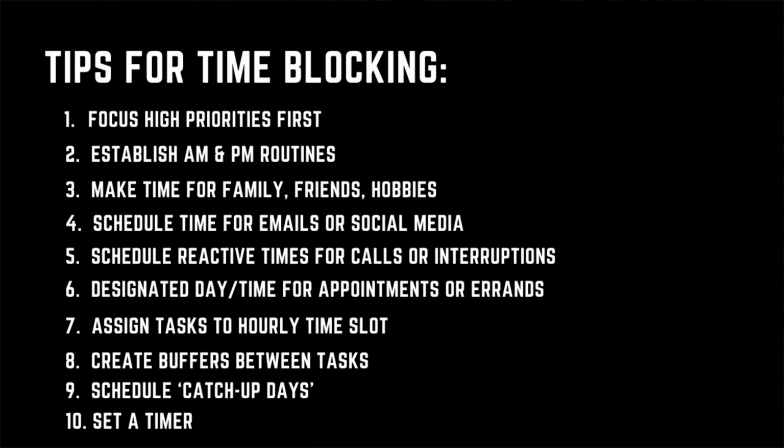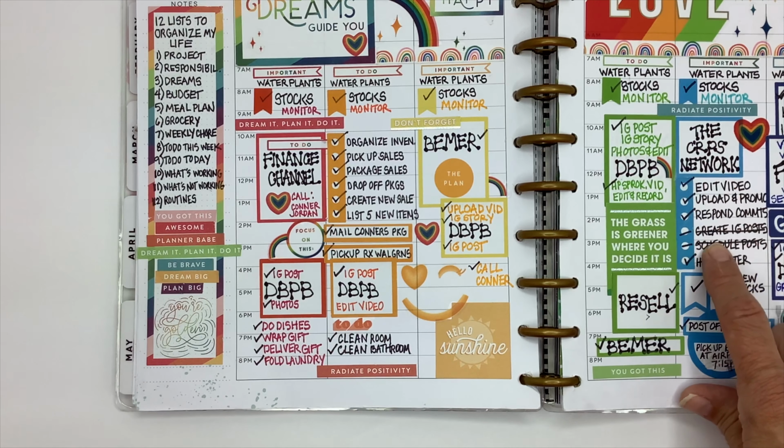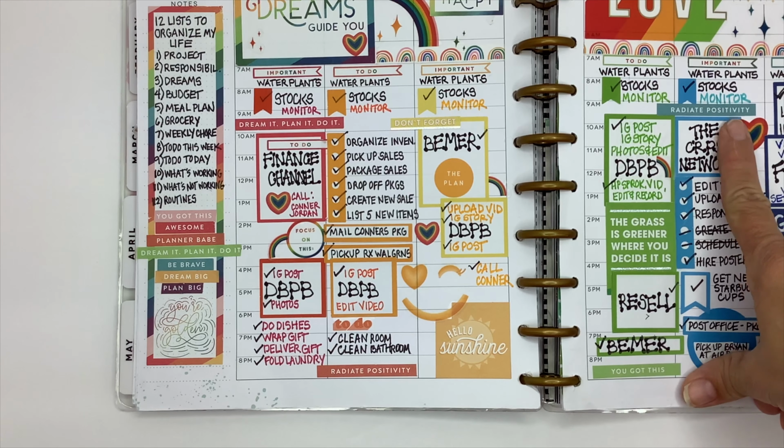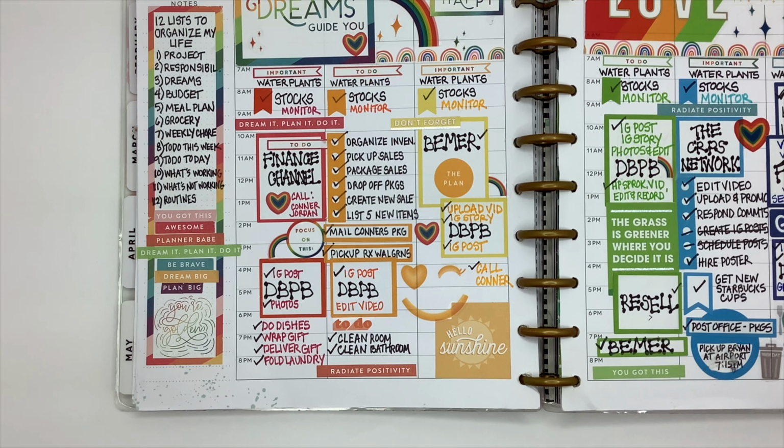Okay, another suggestion is to set a timer. If you set a timer and say, okay, I'm going to work on the CRPS network videos for 4 hours, you can set a timer on your phone. When that's done, you know you need to stop and switch tasks.